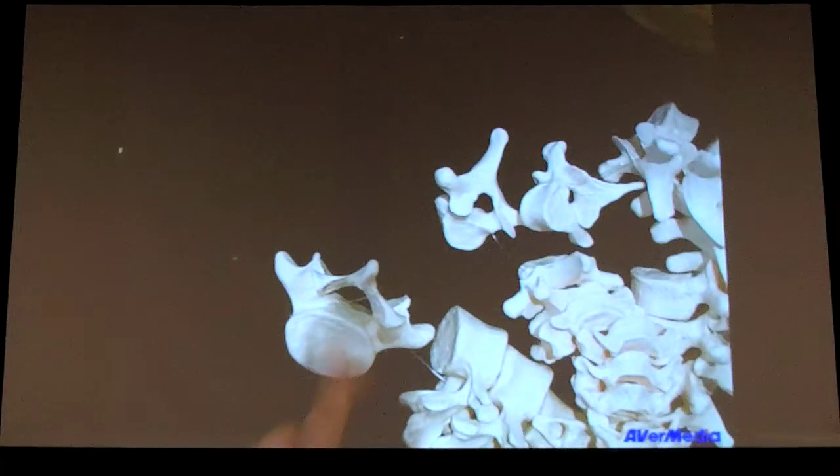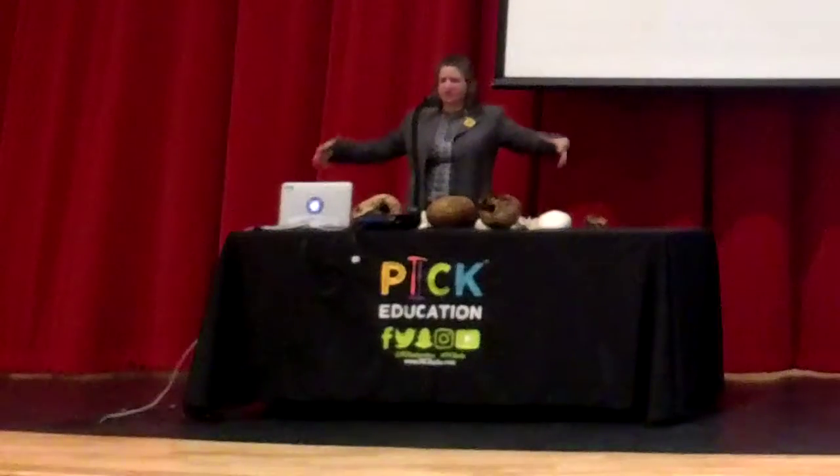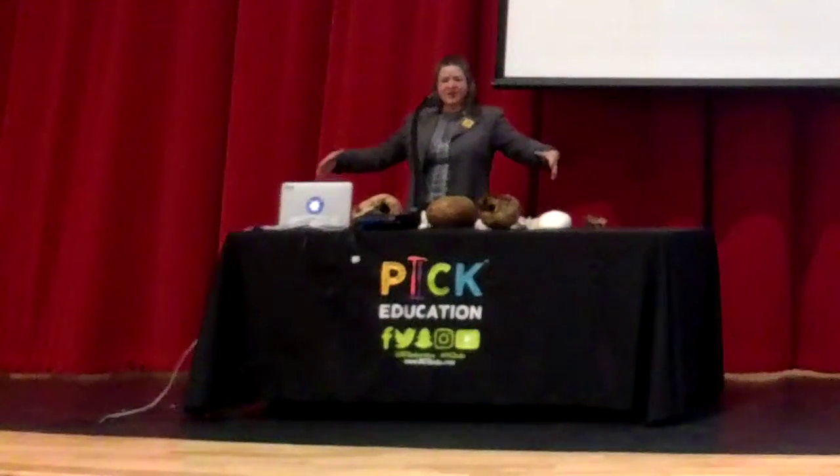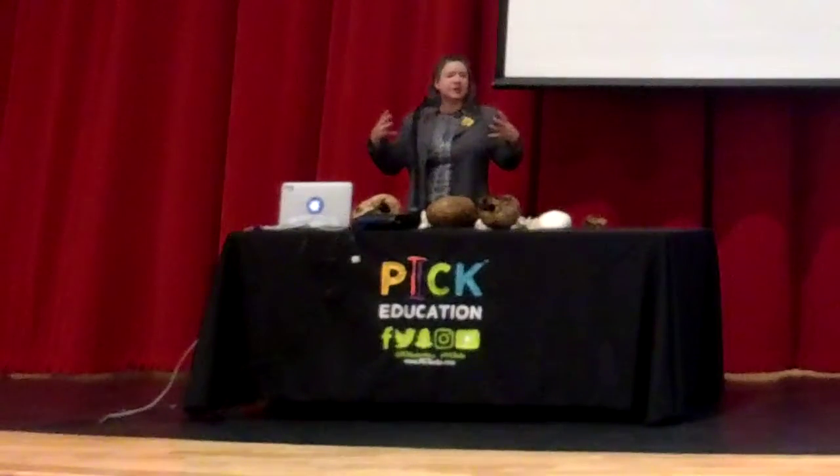Because this one has to carry your body weight. It's like the bottom of a pyramid, right? Pyramids have a very wide bottom, and they get smaller as they go towards the top. The same thing with your spine, because it's carrying so much weight. It starts out really heavy at the bottom, and then it gets really small as it gets to the top because there's less and less weight being carried.